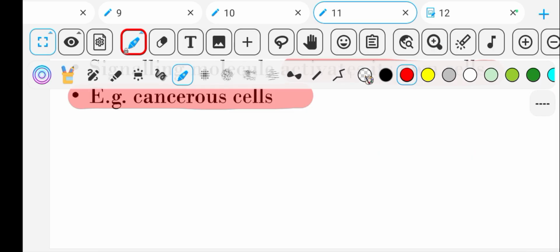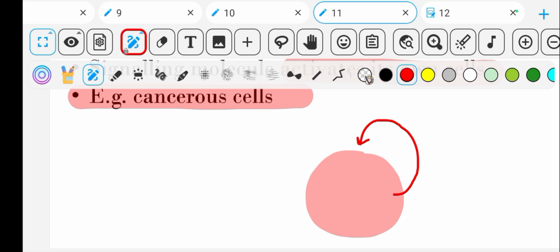In autocrine, if this is the cell, then it will activate its own cell, meaning the signaling molecules will go from here and be received by the same cell, whereas in other signaling the signal is transferred to another cell. But in autocrine signaling, the molecule produced by the cell gets attached to the same cell and the signal is received, meaning the signaling molecule activates its own cell.